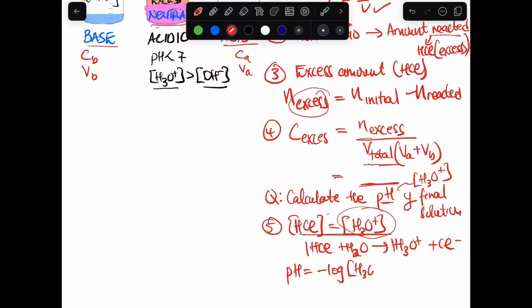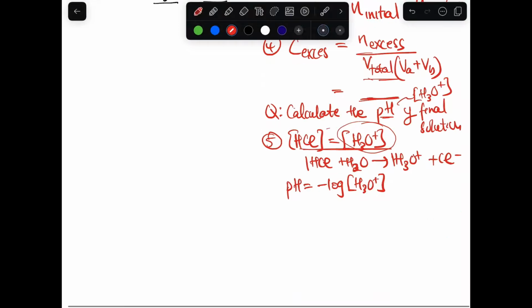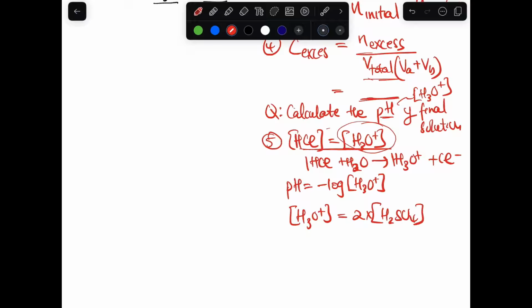But that's not always the case. So if it was a sulfuric acid, the concentration of hydronium ion is 2 times the concentration of sulfuric acid, because it is a diprotic acid. If it was a triprotic acid, the concentration of H3O plus, which is the hydronium ion, is 3 times the concentration of the phosphoric acid.